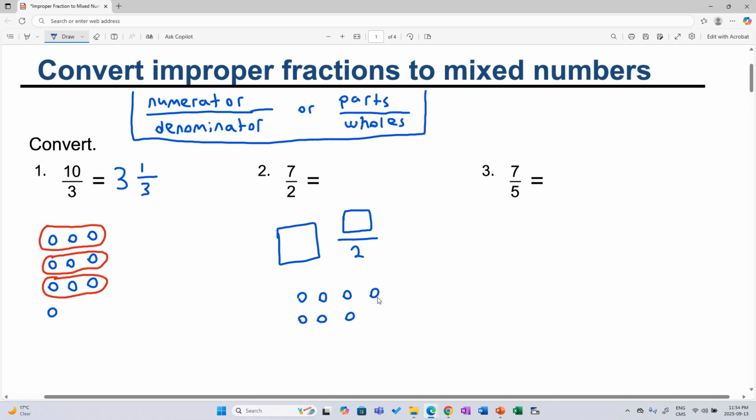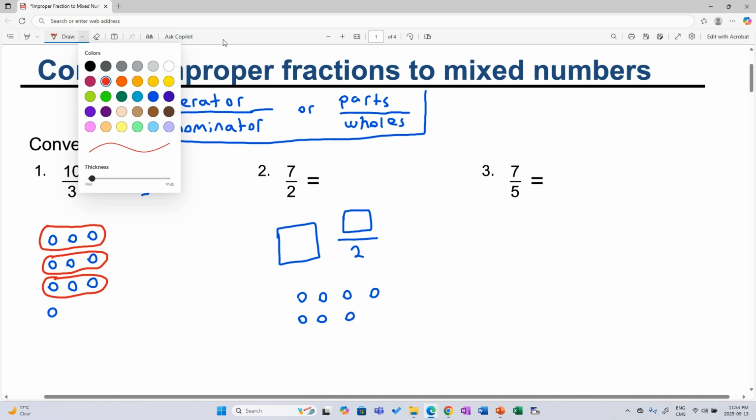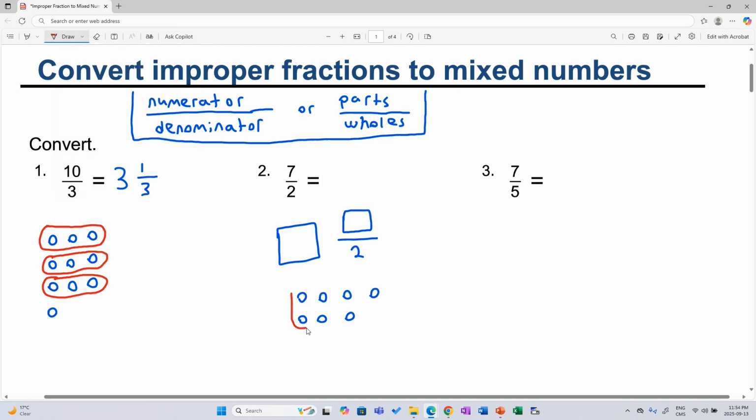And I'm going to try to group as many as I can. So in this case, I'm going to group one group of 2 because the 2 is in my denominator. I'm going to group another group of 2, and finally another group of 2. And I would group this last part too, but there aren't any more groups of 2's to group. So in this case, I have 1, 2, 3 groups of 2's. So I simply write down 3 to represent how many groups I have. And since I have one part left, I'm going to write 1 here.